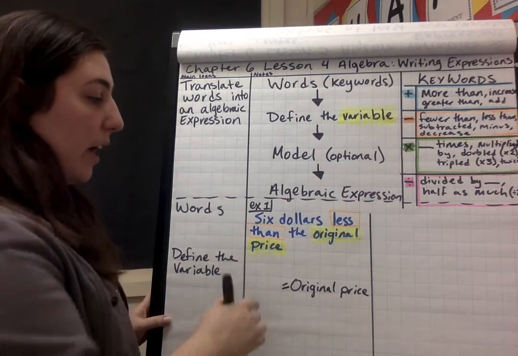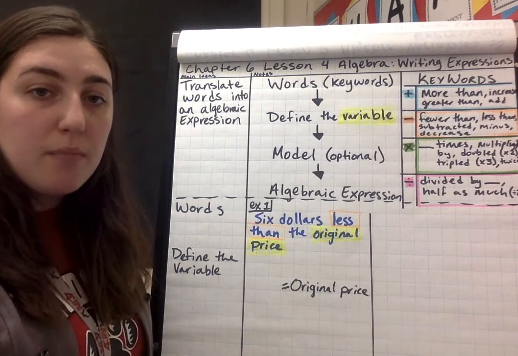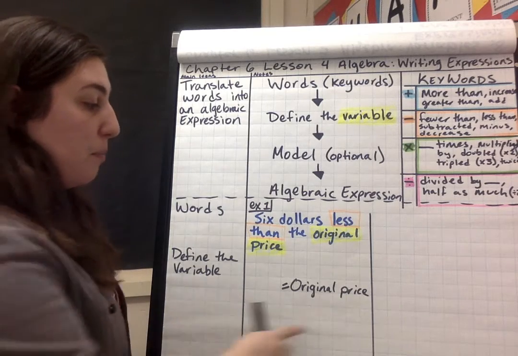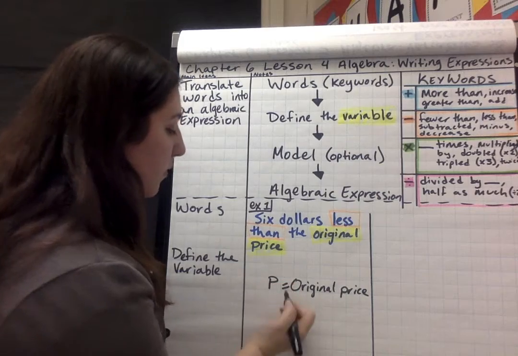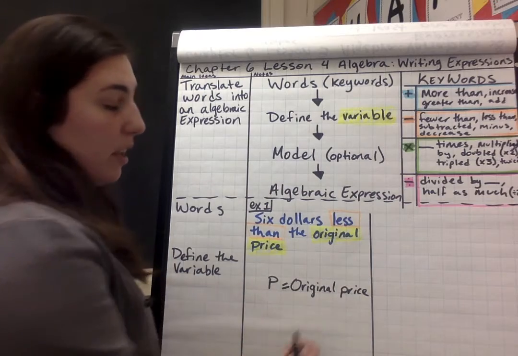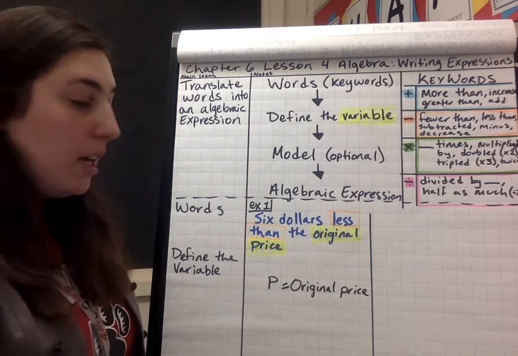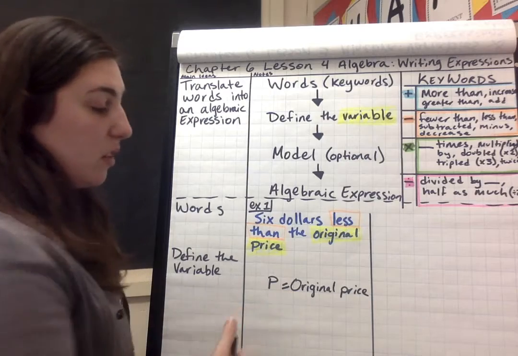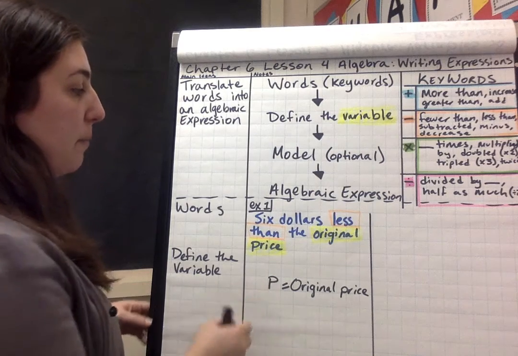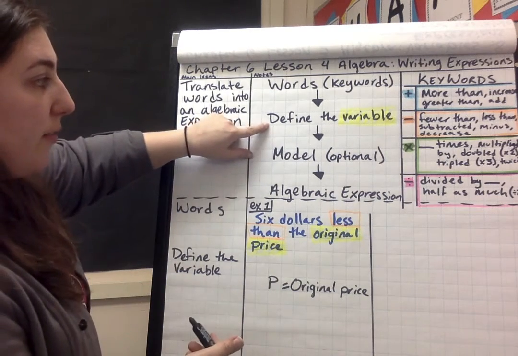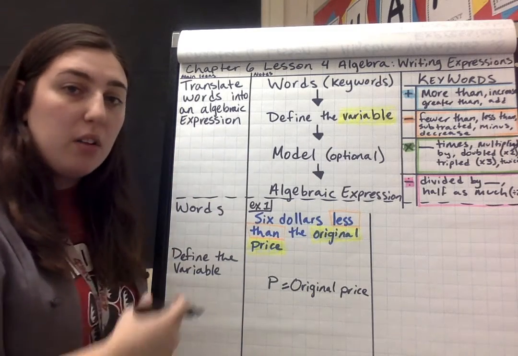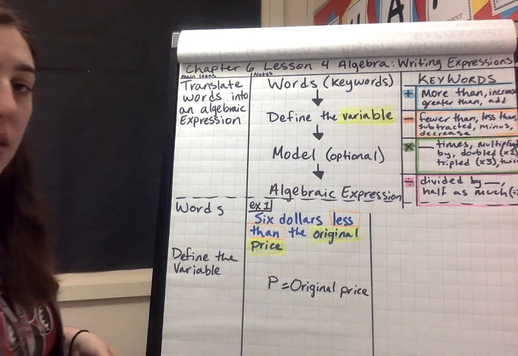And again, we can assign our variable to be any letter that we want. Okay, you can choose any letter in the alphabet. I'm going to choose P for our variable because I want my variable, the letter that I choose, to remind me what it stands for, and it stands for the original price. Again, I don't want to pick the letter O because it's going to remind me a lot of a 0, and it's going to get confusing. So I pick the letter P. Okay, now, after I've defined the variable, I'm going to model. It's optional, but I want to model because a visual representation helps me.